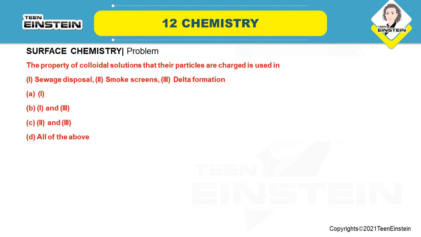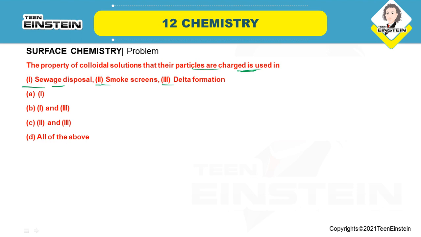The property of colloidal solution that their particles are charged, this fact is used in which of these? It is applied in which of these? Sewage disposal, smoke screen, delta formation. Now we have just discussed the applications of colloids, and in sewage disposal we have seen how we can clear the dirty water in gutters or drains. There will be coagulation of the dirt particles, and we can also get clear water. These dirt particles will be used as manure, and the clear water will be used for irrigation purposes.